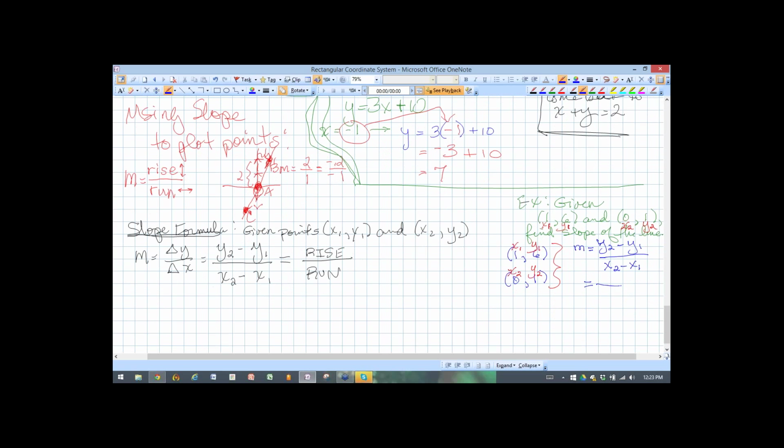Okay, so here's how we do this. Go ahead and write your fraction bar, and we're going to take them in that order, right? If I go 1 minus 6, I better go 0 minus 1. I can't go 1 minus 0, right? Take it in the same order. That's what those subscripts are helping you to do, so be careful with that. So y2 is 1, y1 is 6, x2 is 0, x1 is 1.